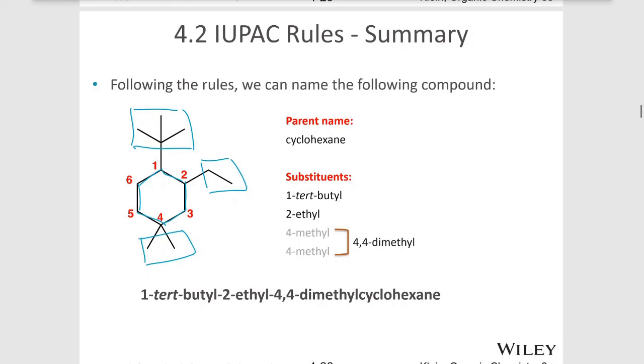And so let's go ahead and identify our substituents. At the top we have a tert-butyl group. Next we have an ethyl group. And next we have 2 methyl groups.